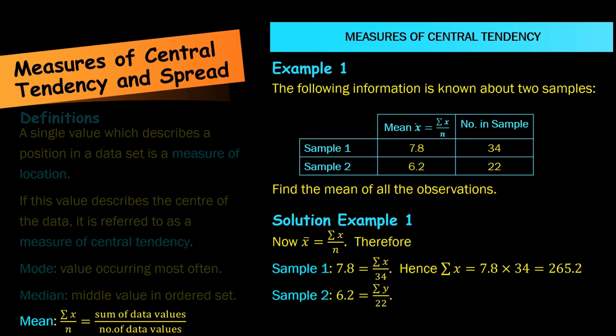And now for sample 2. This time we use y as our variable. So if we plug this into our formula, we have the mean, which is 6.2, equals sum y divided by n, which is equal to 22. So rearranging this gives us that sum y is equal to 6.2 times 22. And so sum y equals 136.4.